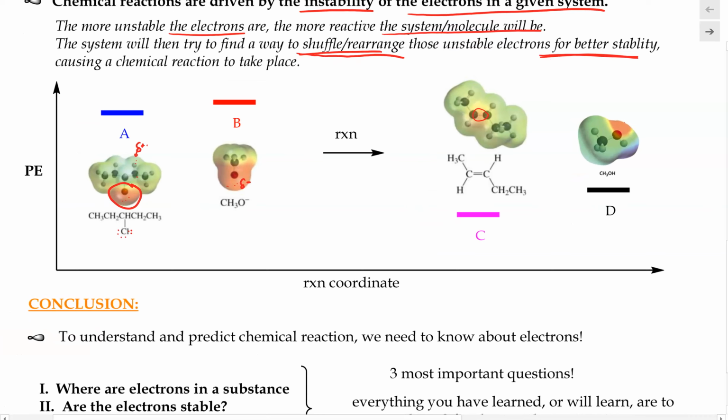Okay, and so if we think in terms of potential energy, the reactants are not as stable due to the high polarization of the electron. So they have high potential energy, and this is why we draw them a little bit up on this scale. In the course of the reaction, we produce products C and D. They have lower potential energy, they are more stable, and that's the driving force for this reaction to happen. So you can see that this example shows what is happening in the course of a chemical reaction: electrons are getting shuffled or rearranged for better stability. So everything is driven by stability.